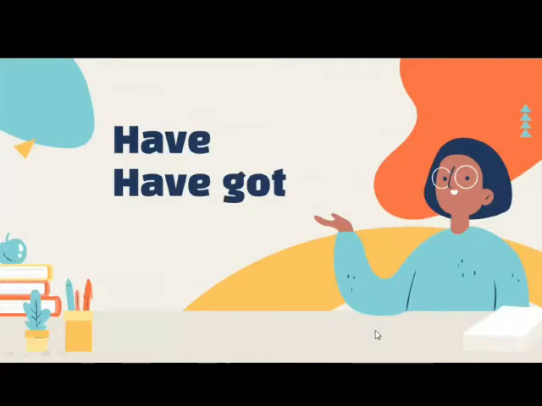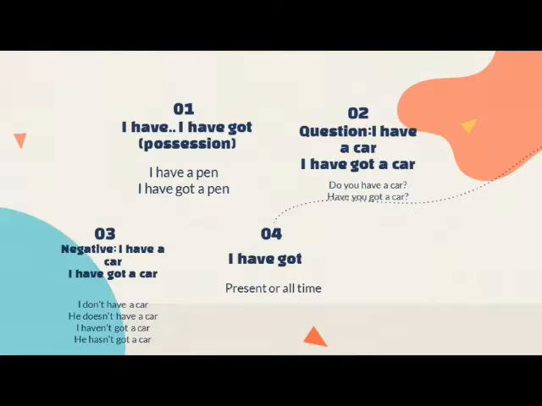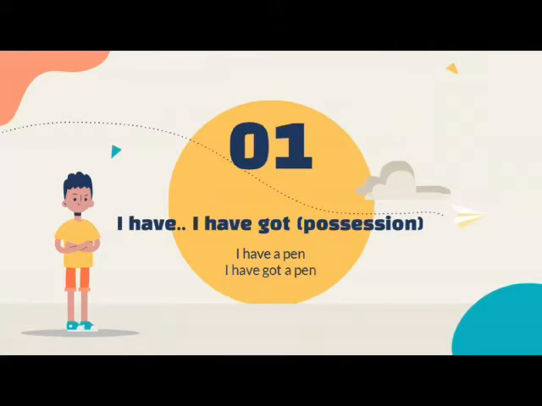Hello. Today we will be talking about the difference between have and have got. You can use these two when we talk about possession, when you possess something. For instance, I have a pen, or I can say I have got a pen. The meaning is more or less the same. You possess. If you have it, I have it.